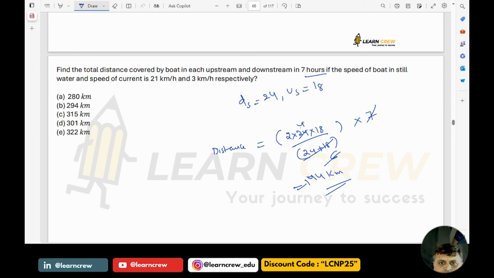So here the answer is 144. Find the total distance covered by a boat in each upstream and downstream in 7 hours.